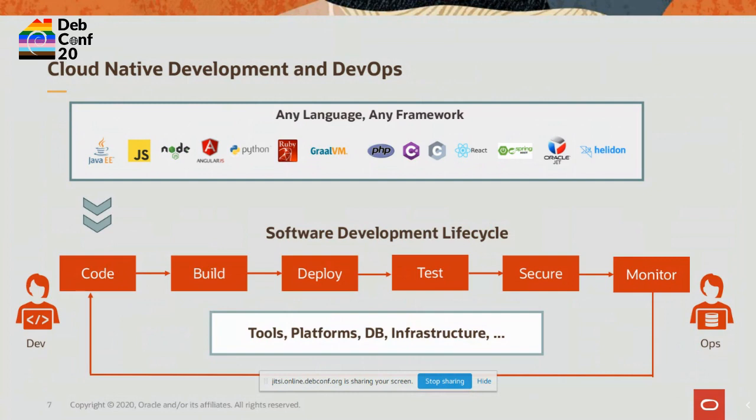So we go from the code phase to the build phase, then deployment, testing, securing, monitoring. So we go really from development to operations and all the way back. So we can see how cloud native and DevOps are two faces of the same coin.